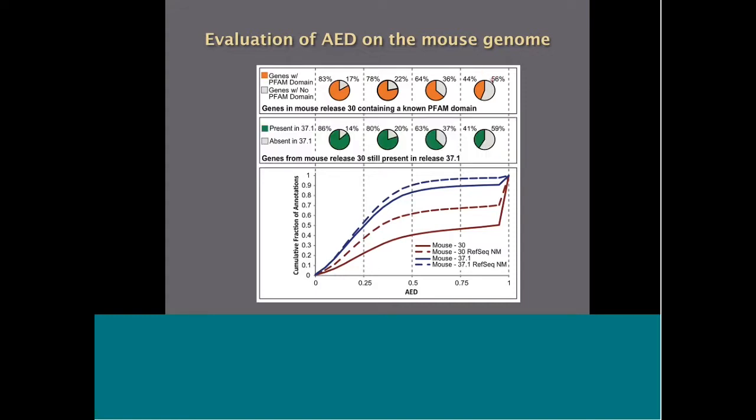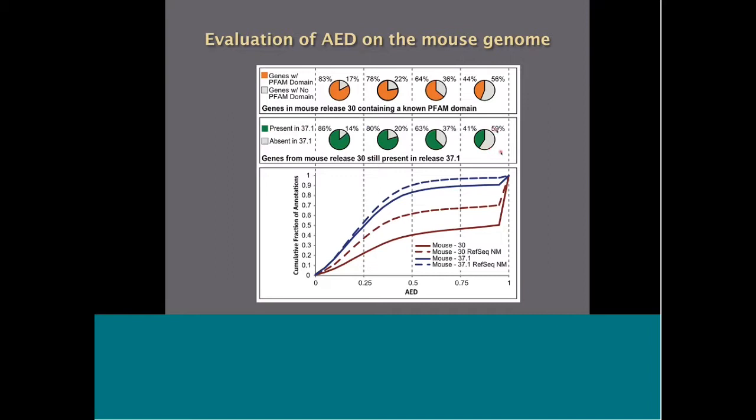We can also go a little further in this analysis, and we're going to look at what models were maintained from release 30 to release 37, and we will see that genes with low AED values, overall 86% of them were retained between releases, and high AED value models, the grand majority, 59%, were dropped between releases.